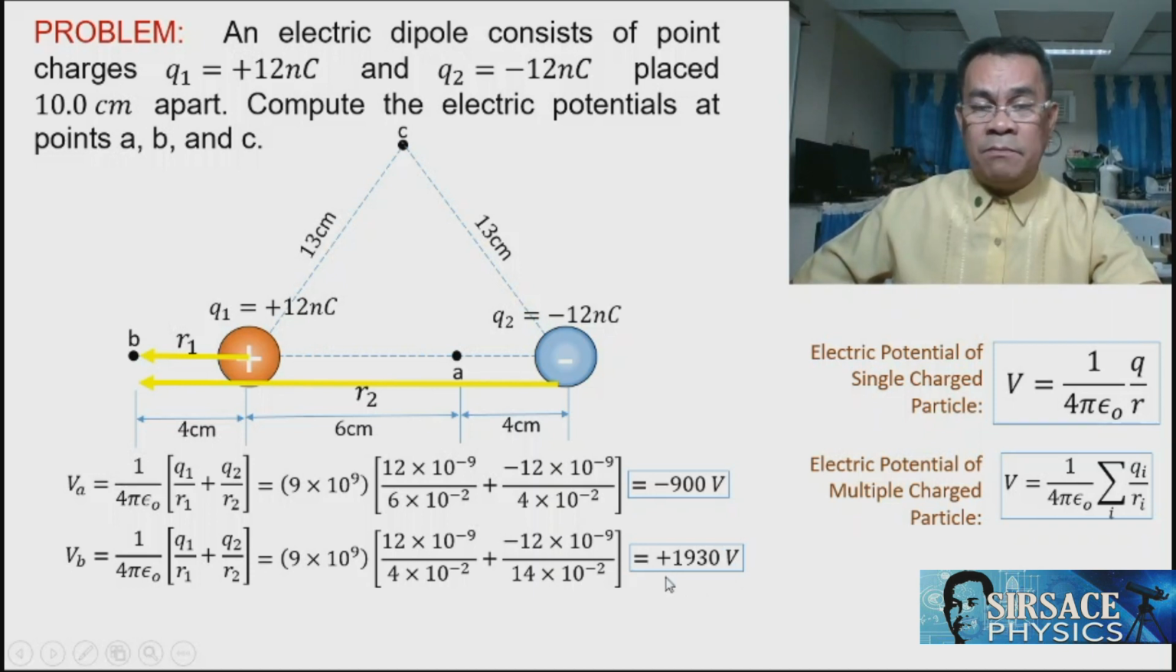Why positive again? Because the point is close to the positive charge. Take note, they have the same magnitude. Therefore, if you are closer to here, you will experience a positive electric potential.